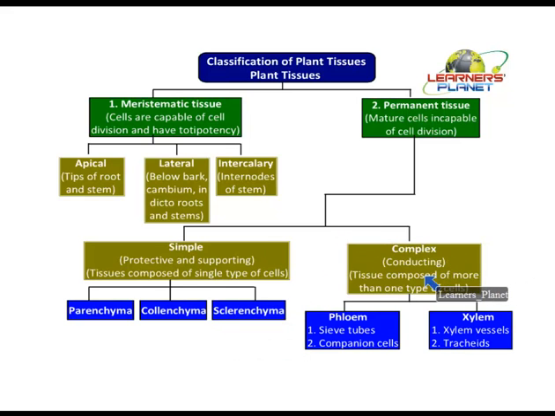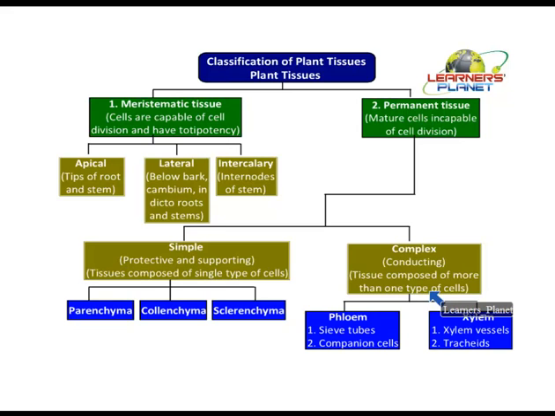Besides this, the complex tissues are also known as conducting tissues or the vascular tissues. Now these are composed of more than one kind of cell, but they support the same function. Which function? Conduction. Conduction of various kinds of material. So further, what type of material is required to be transported? It could be water, minerals or food.